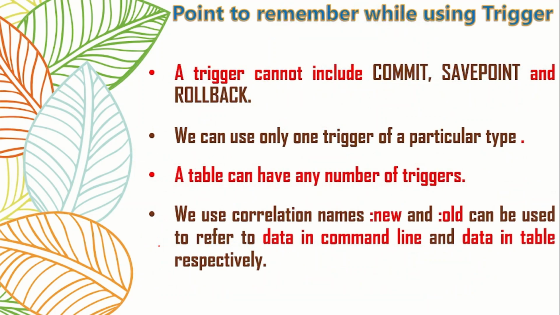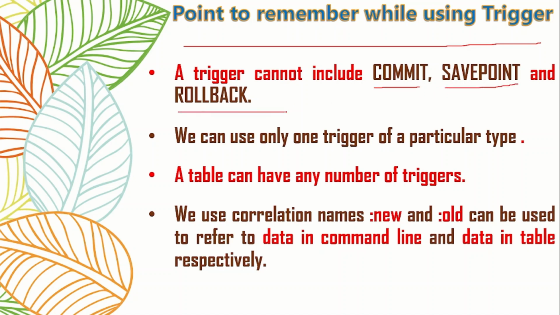Now comes the point to remember while using triggers. You need to take care of the following points if you are going to use a trigger. What can a trigger not include? The body of the trigger cannot have a commit statement, cannot have a savepoint statement, cannot have a rollback statement. Mind well, you must be aware that these three statements cannot be included in the body of the trigger. Again, we can use only one trigger of a particular type.